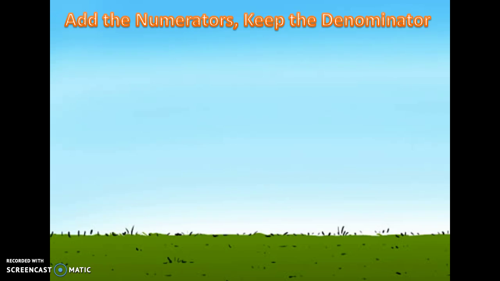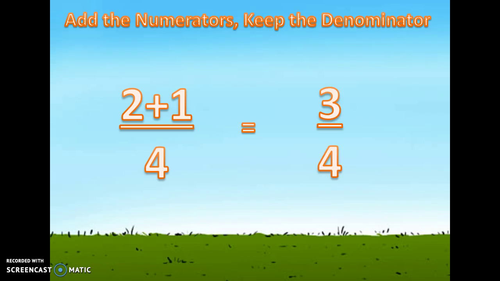Now, at this point, we just simply add the numerators and keep our denominator the same. 2 plus 1. That's because our numerators are now 2 and 1. We keep it over 4 because 4 is the common denominator that we found. Our answer is therefore 3 over 4. Therefore, 1 over 2, or 1/2, plus 1 over 4, or 1/4, is 3/4, or 3/4.